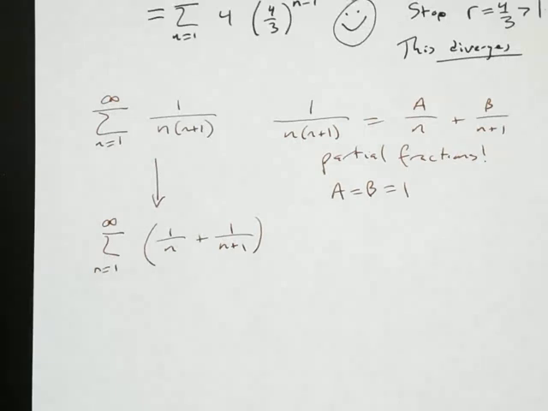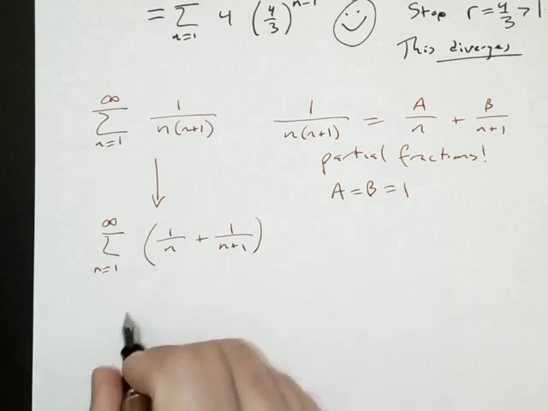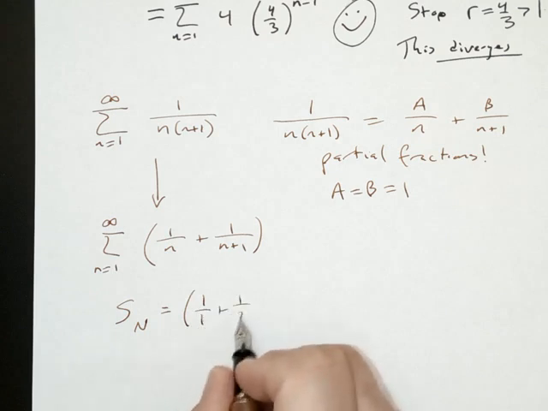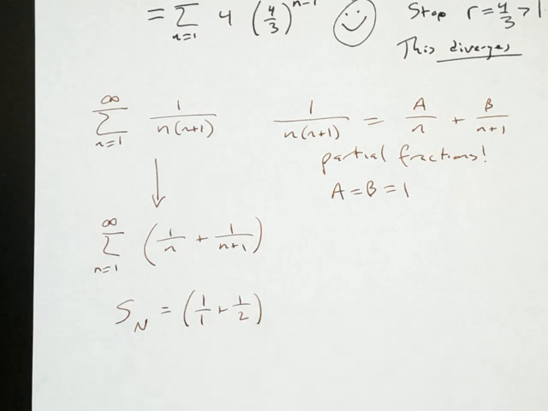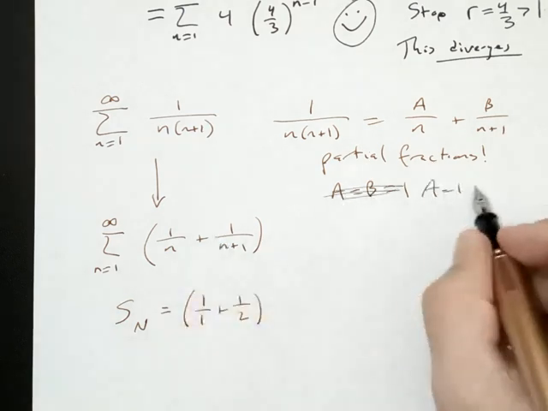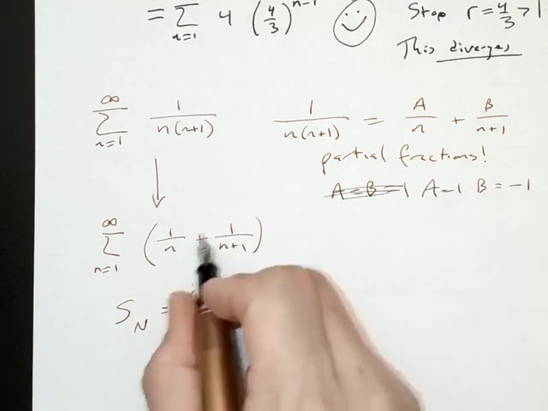At this point, my brain usually goes, but that's not any nicer. That still sucks. Let's look at a partial sum. S capital N is going to start with 1 over 1 plus 1 over 2. That's when n equals 1. Oh, wait a second. Typo. Typo. A equals B equals -1. Doesn't help if I write the damn thing down wrong.